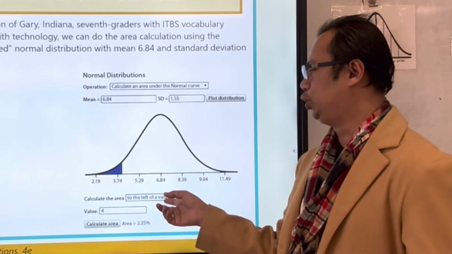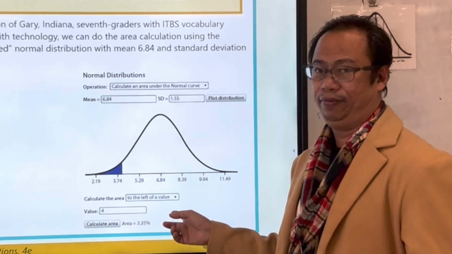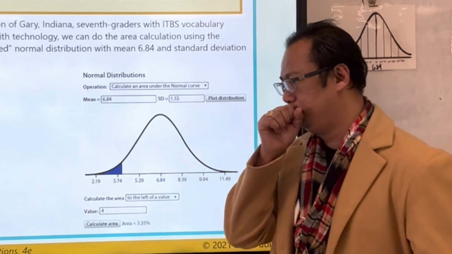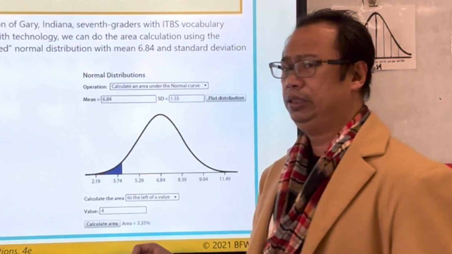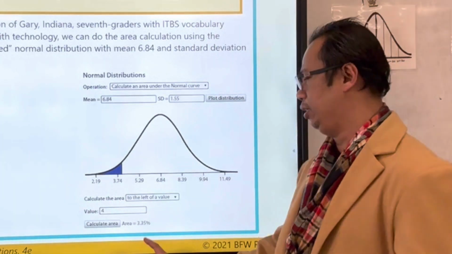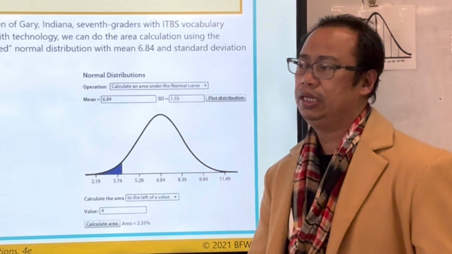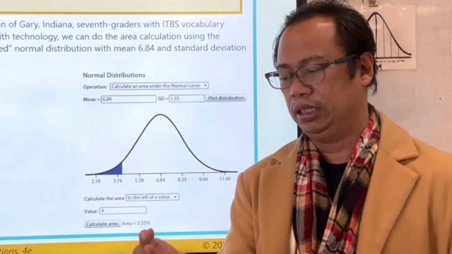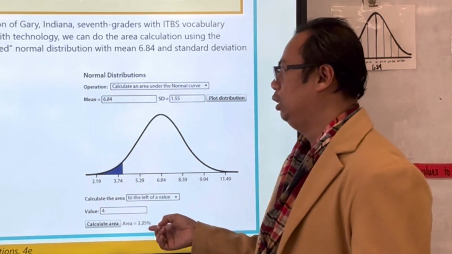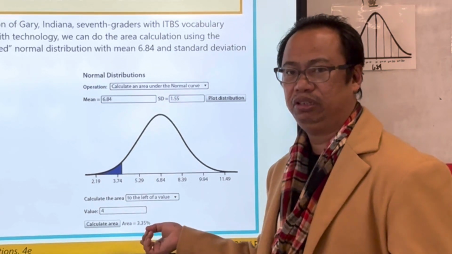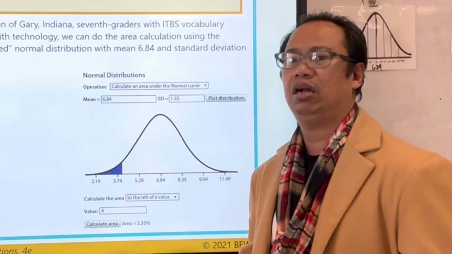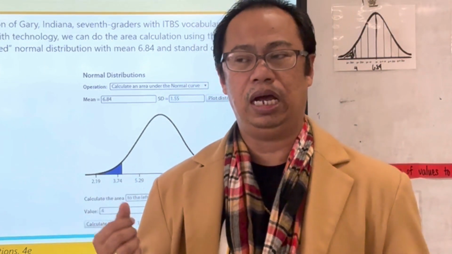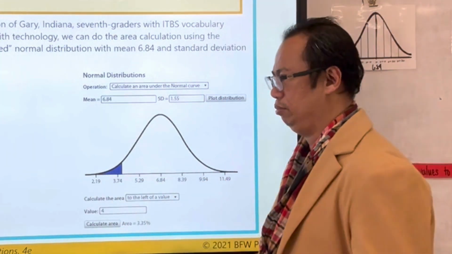Then make sure to calculate the area to the left, because we are on the left. Then you type 4 for the value. After putting the 4, you click calculate area and then you will see 3.35. Earlier, we got 3.36 from applets and calculator as well as the table. Now, using the unstandardized value, we got 3.35. So all in all, they are much closer. A little bit different, but they are the same.